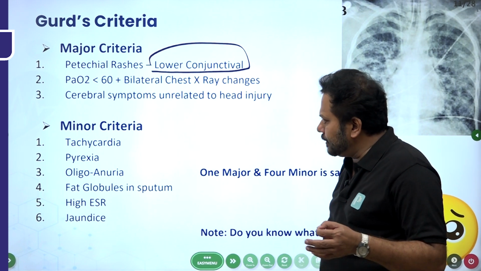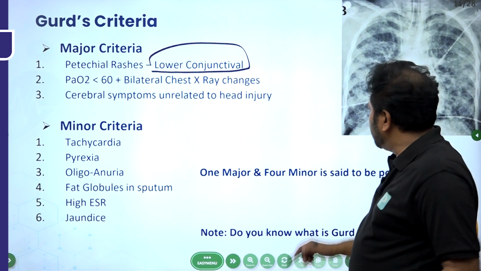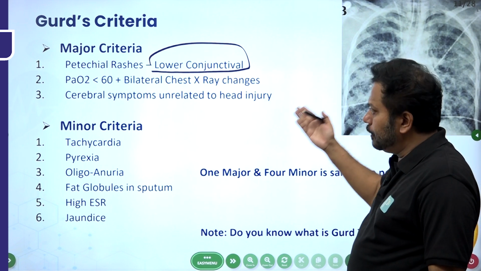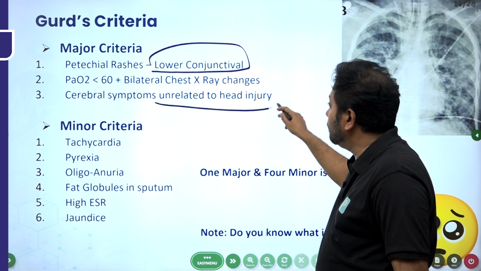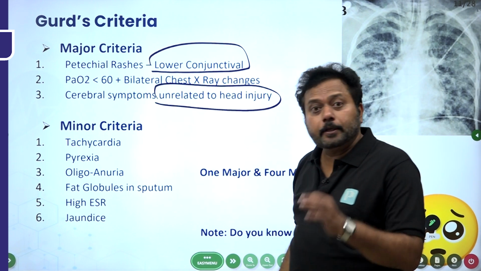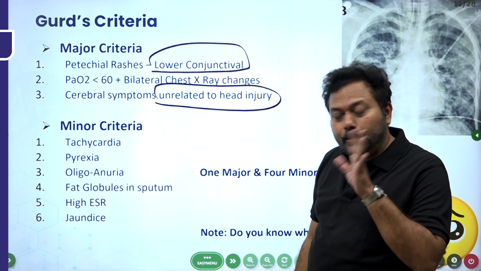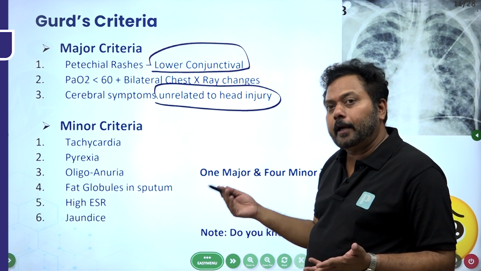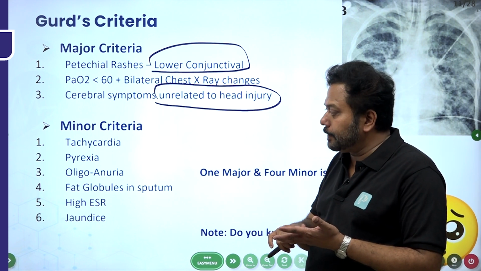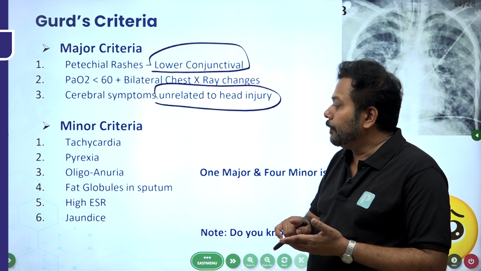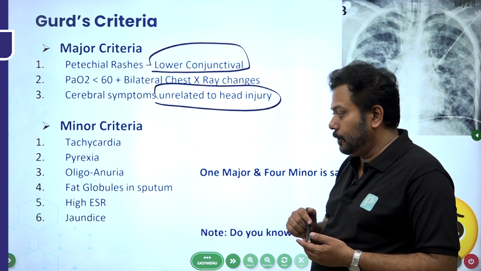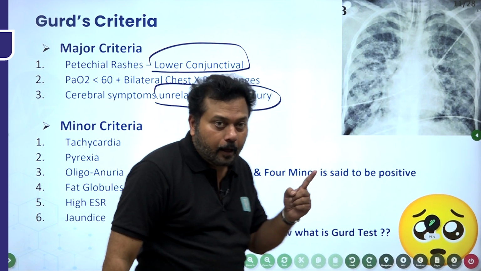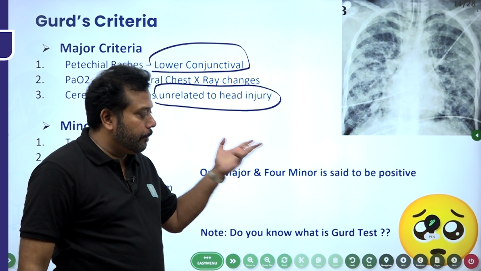Saturation is less than 60. X-ray shows a snowstorm appearance. Cerebral symptoms unrelated to head injury. The patient will have just confusion, unrelated to head injury. Minor criteria include tachycardia, pyrexia, oligoanuria, fat globules in the sputum, higher ESR, and jaundice. One major criterion plus four minor criteria is said to be positive.